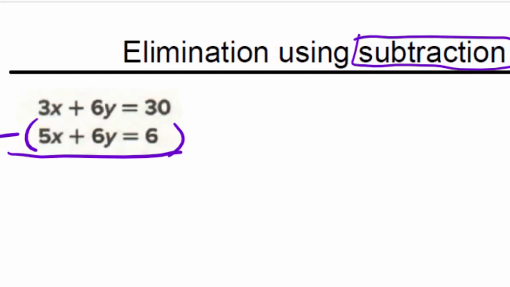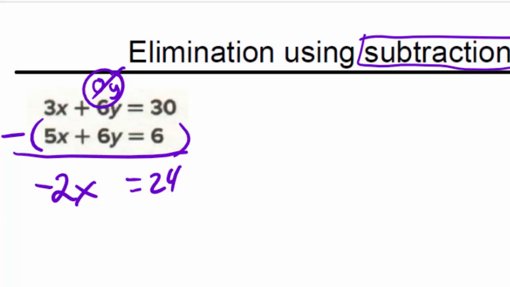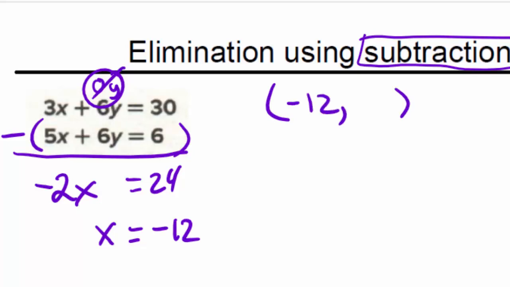So we put a subtraction out, and you have to be careful on this. We start with the first one, which is 3x. We say subtract 5x, and that will leave us with a negative 2x. Then, of course, 6y minus 6y will give you 0y, which eliminates from the problem. Bring down the equal sign. And then we come back and we say 30 minus 6 is 24. We keep solving, divide by negative 2, x equals negative 12. So half of our answer is negative 12 for x.